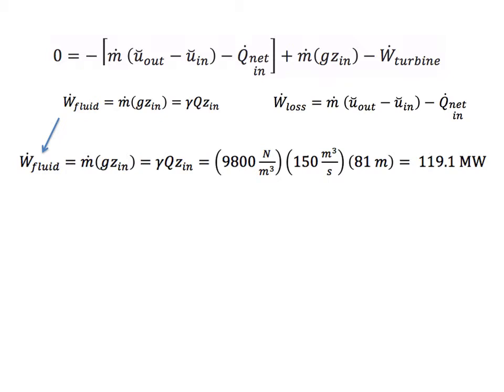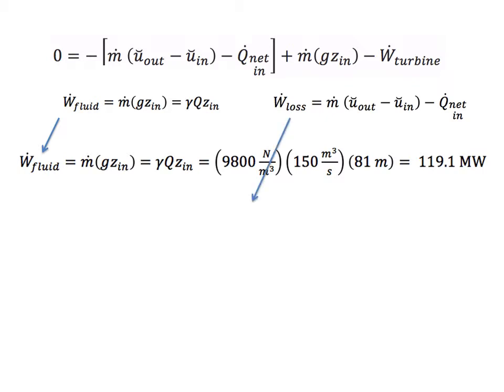These equations can be used to solve for the values we are looking for. We were given both the height and the flow rate, which can be subbed into the rate of work done by the fluid equation, and which gives you a value of 119.1 megawatts for the work done by the fluid.